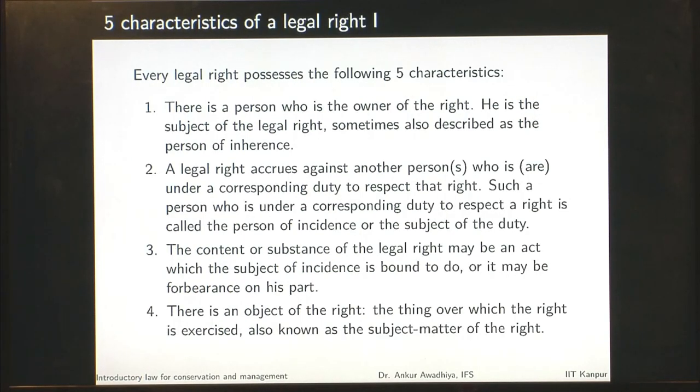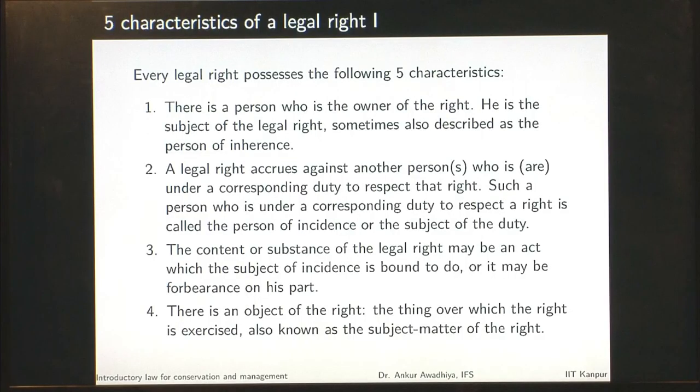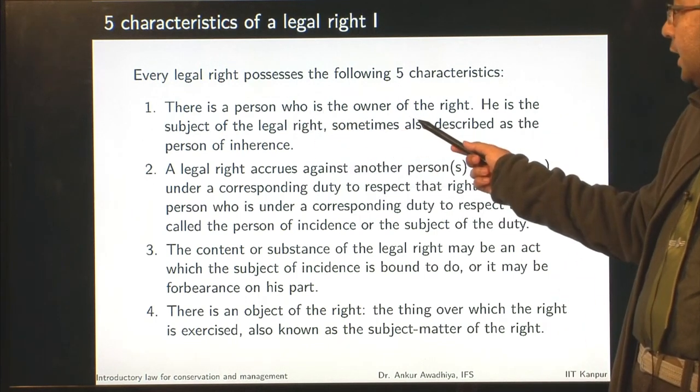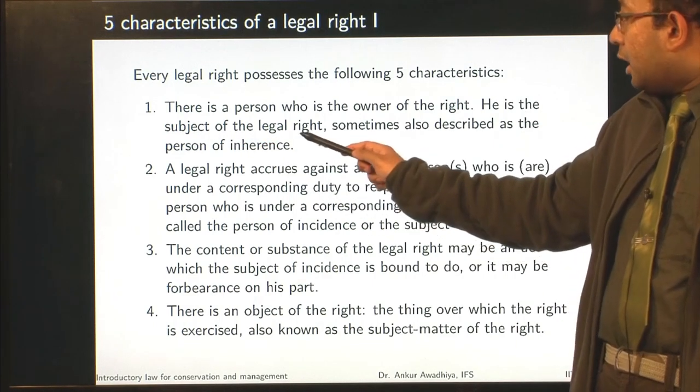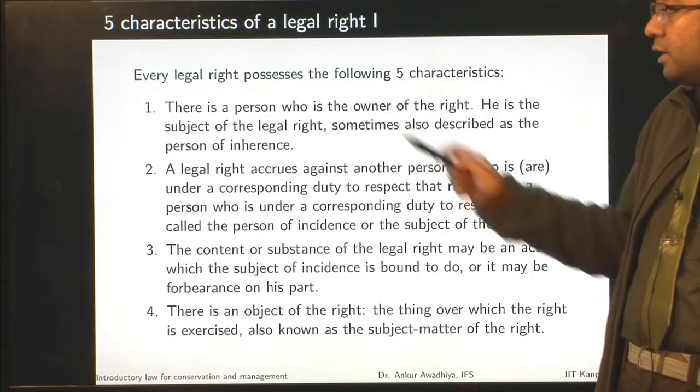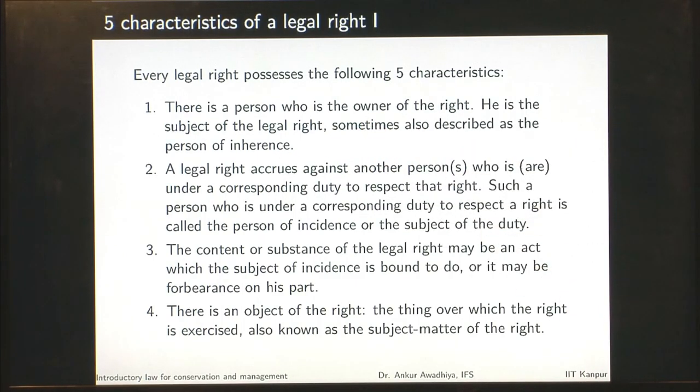Now there are five characteristics of a legal right. One, there is a person who is the owner of the right. He is the subject of the legal right, sometimes also described as the person of inherence. So whenever there is a right, there is a person who has this right. If you have the right to property, then you are this person. So every right has a person who is the owner of the right, and this owner is also known as the subject of the legal right. He is also known as the person of inherence for this legal right. So these are two different terms.